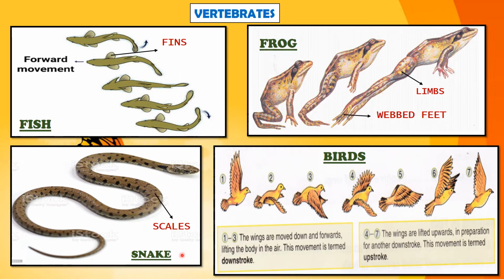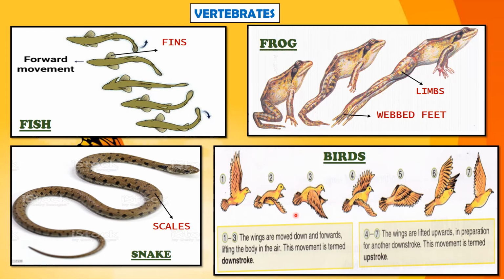Then snake. Snakes do not have limbs. They have a long flexible backbone which helps them to move over the surface. The snake has scales on its body that help in movement. Snakes normally move by making loops.